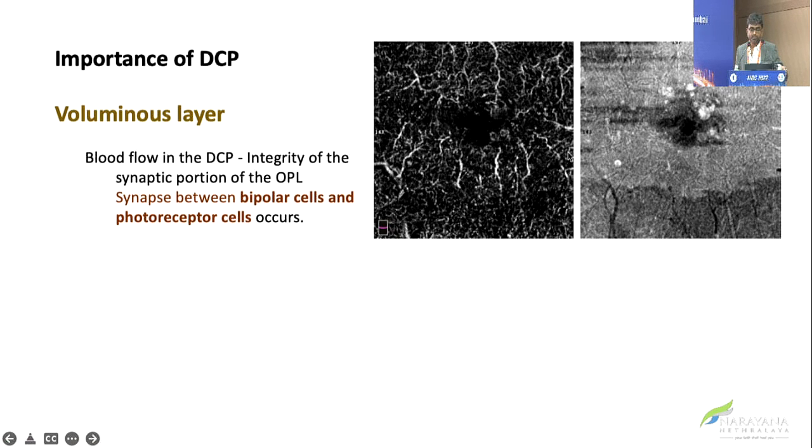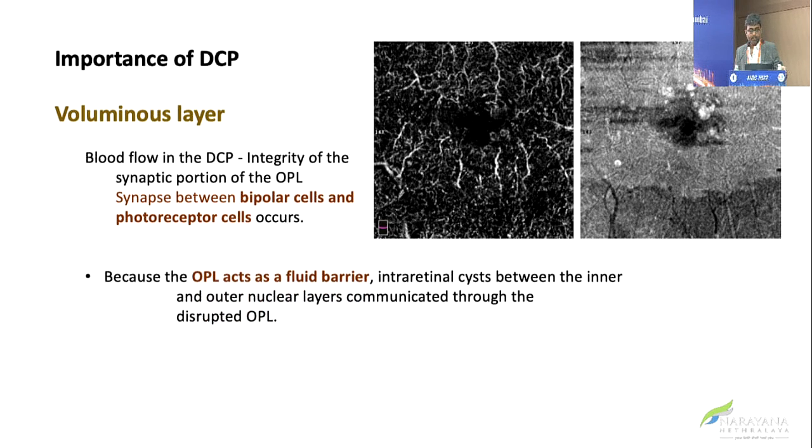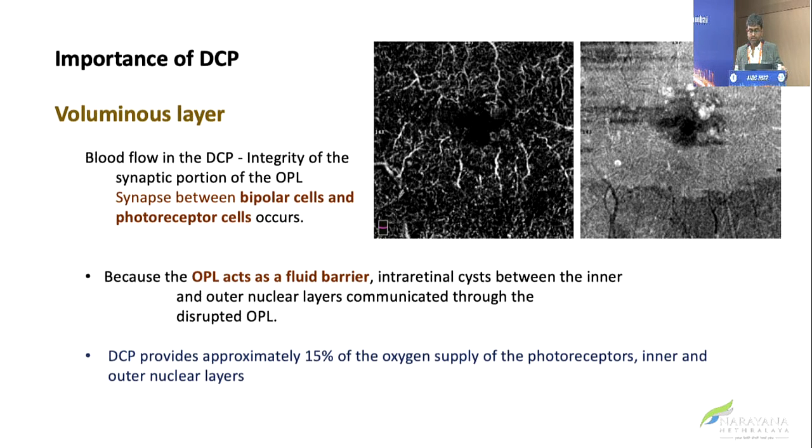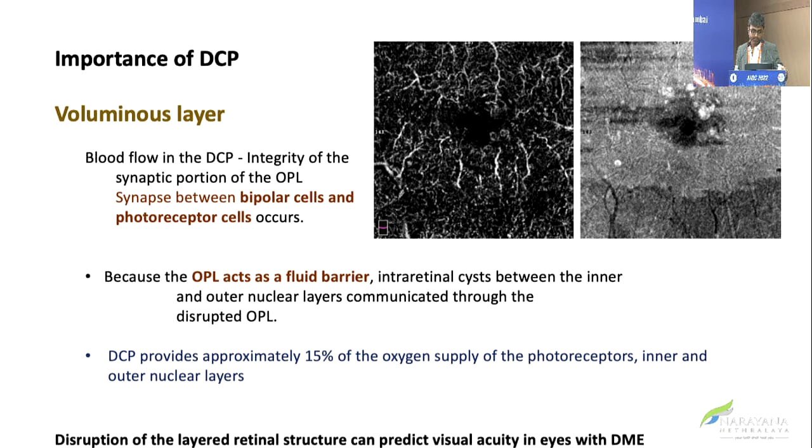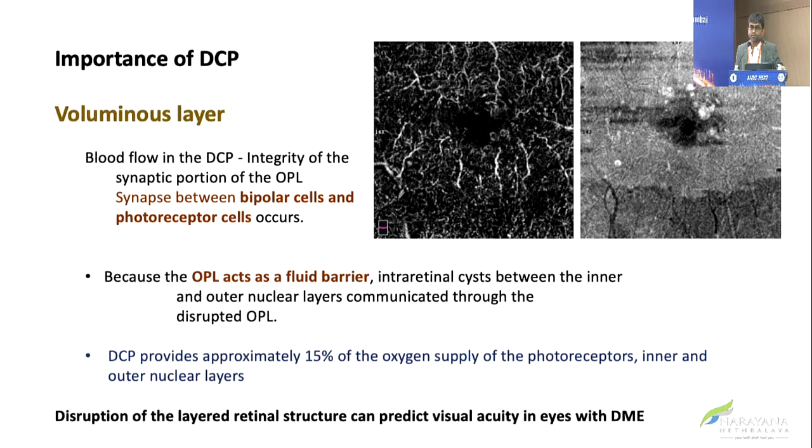So coming to the importance of DCP, now we know that DCP is more important in DME when compared to SCP. So the synapse between bipolar cells and photoreceptor cells here happens in the wall. It's because it's a voluminous layer, and since OPL acts as a fluid barrier, intraretinal cysts between inner and outer nuclear, they communicate to the disrupted OPL, and this leads to the eventual damage and non-responsiveness. So DCP again supplies about 15% of oxygen to photoreceptors and inner and outer nuclear layers. So this layer is extremely important for vision as well as response to DME.